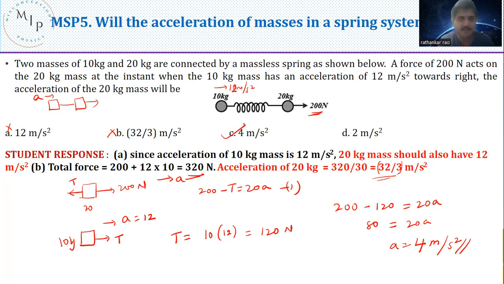I hope you have understood this problem. Problems of such kinds, you need to do very carefully. It seems that it is very similar, but there is a slight variation in the concept. That is what you need to identify.